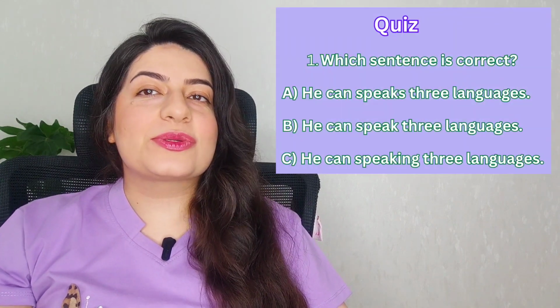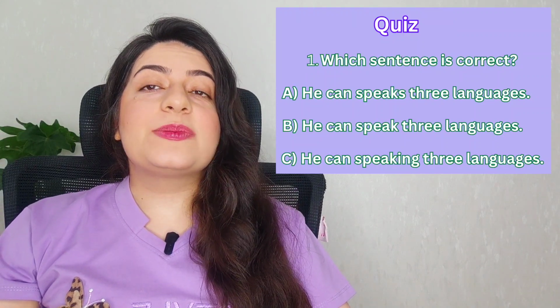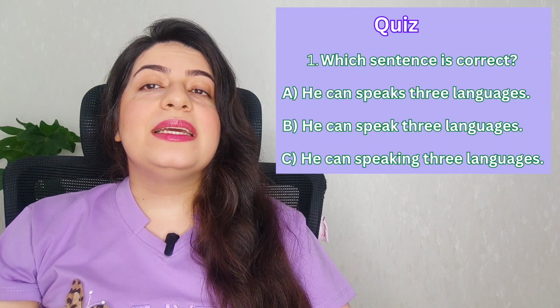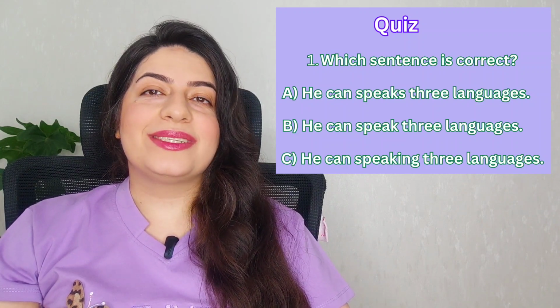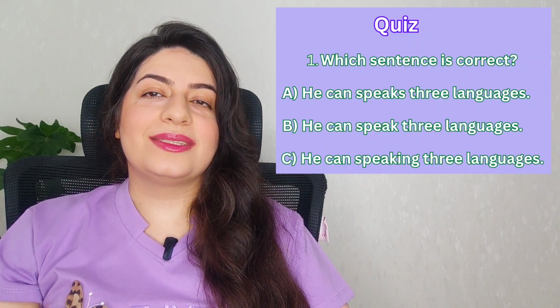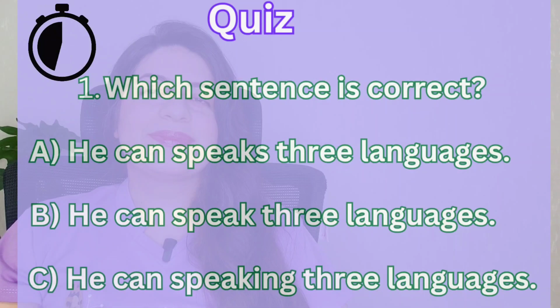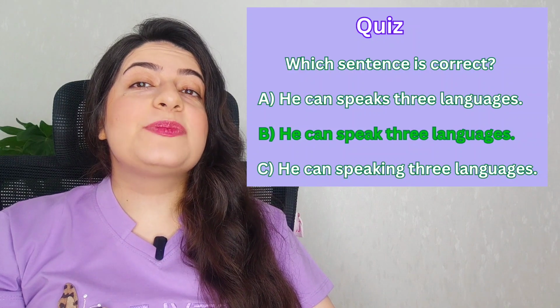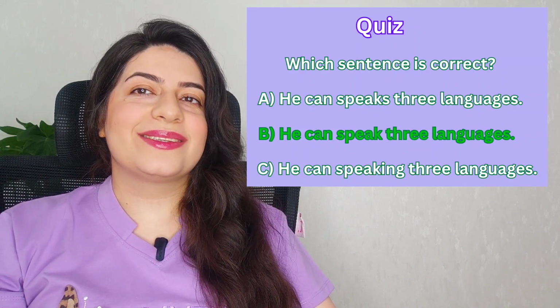Now, let's have a little quiz. Let's check if you can use modal verbs correctly. Question 1. Which sentence is correct? A. He can speak 3 languages. B. He can speak 3 languages. C. He can speaking 3 languages. The correct option is B. He can speak 3 languages.